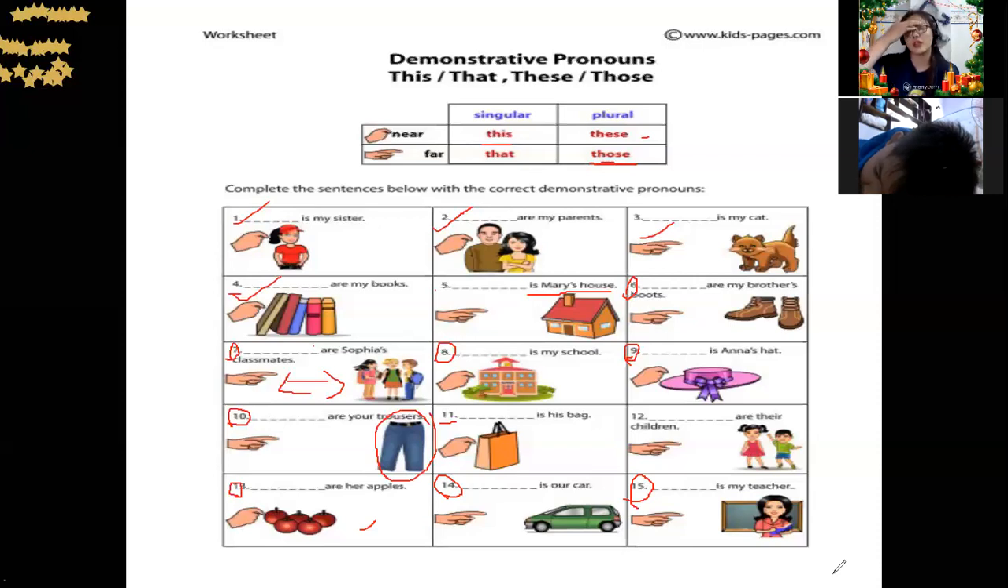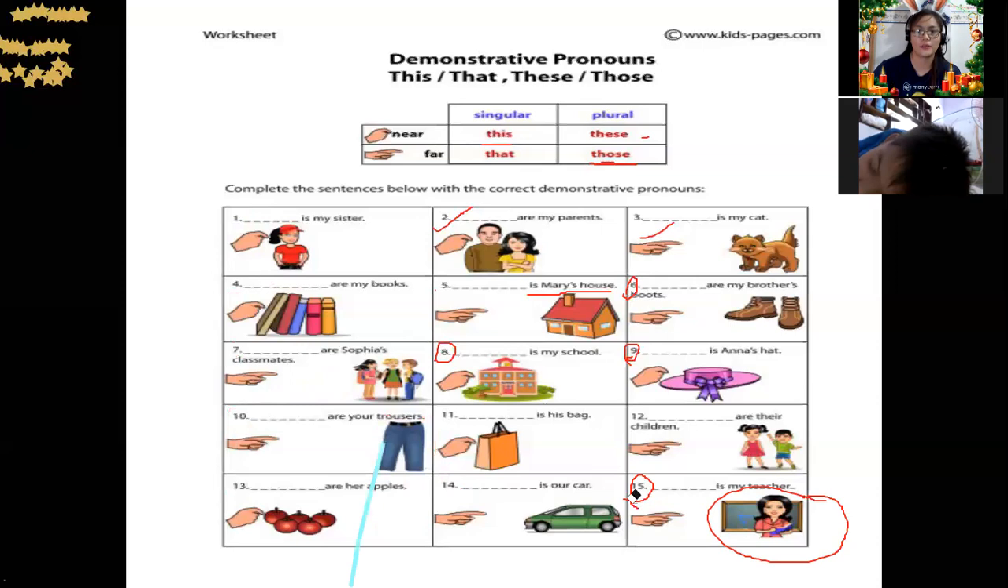What is your answer on number 15? Those? Those. Why those? How many teachers can you see? I see that. Okay, that is that. Okay, job well done. Very nice.